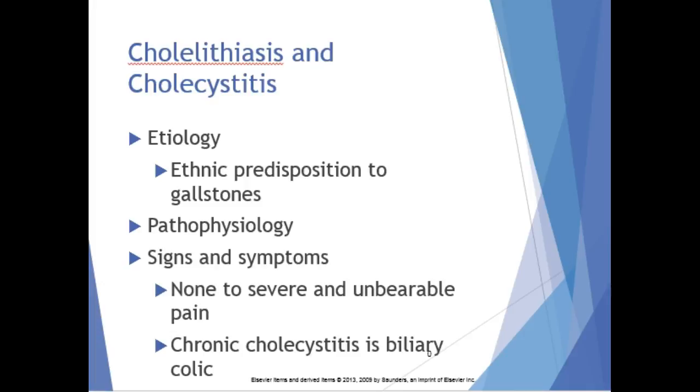The pathophysiology of how gallstones are developed: they occur when the balance between cholesterol, bile salts, and calcium in the bile is altered, and it forms a precipitate. And then the stone grows as layers of cholesterol and calcium and pigment accumulate over the nucleus that forms.